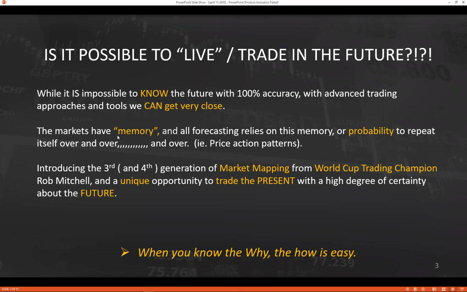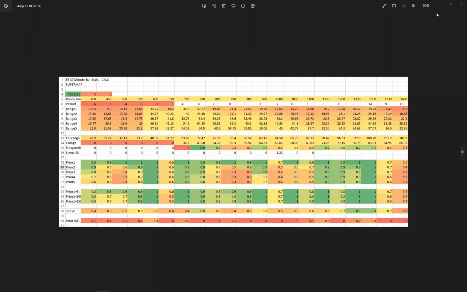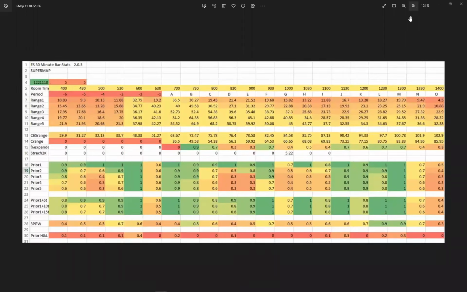Markets have memory. They repeat. We use price action patterns or smart patterns to enter the market from our map. The probability to repeat over and over, and we're going to look at third and fourth generation of market mapping. This first map we call the super map. I'm just going to hit the highlights.